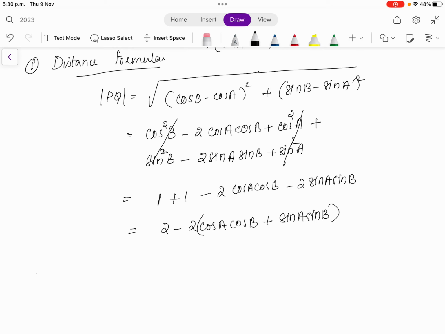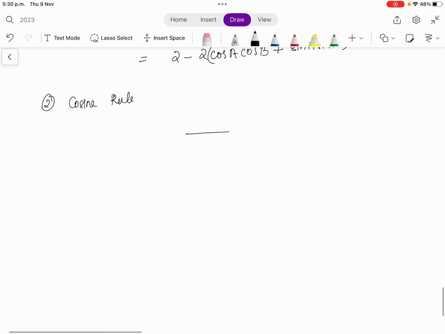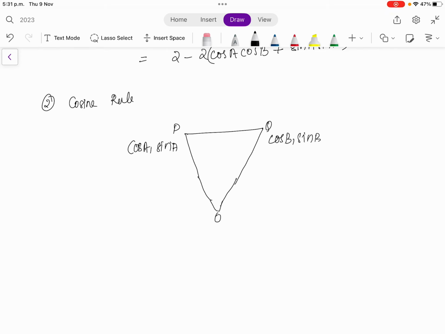Now the second one is we use the cosine rule. For doing the cosine rule, let me just draw the diagram once again. So this is P and Q, and you have it meeting at the origin, and P is cos A sin A, and Q is cos B sin B. These are the coordinates.